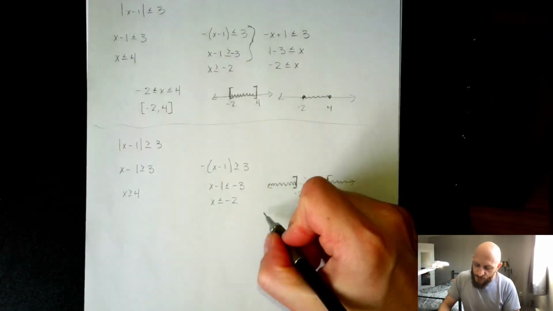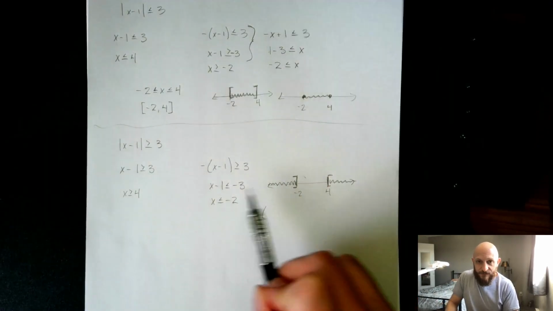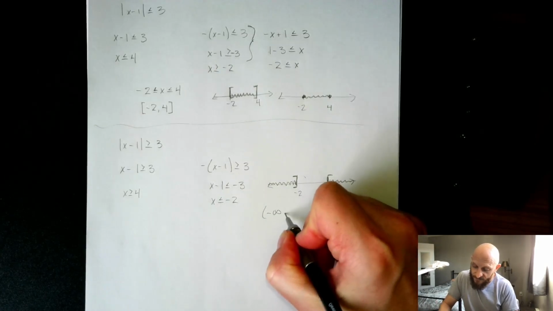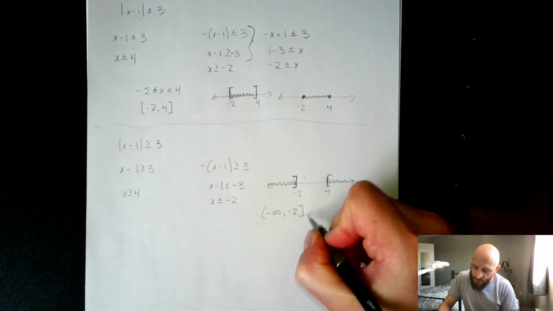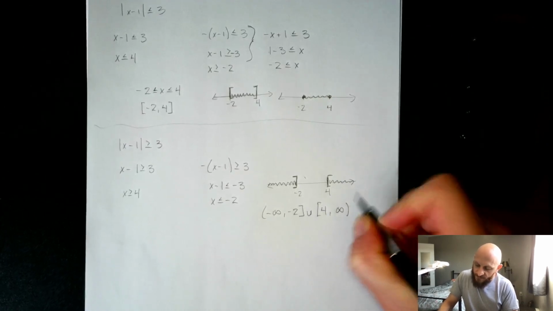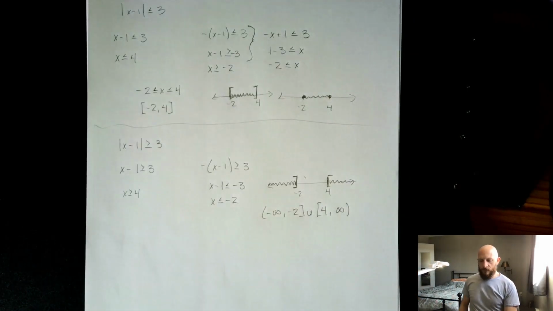Which, by the way, writing this in interval notation would be, this interval is everything from negative infinity up to negative 2, including negative 2. And then that is unioned with the interval from 4 to infinity, which is this one. So those are the solutions.